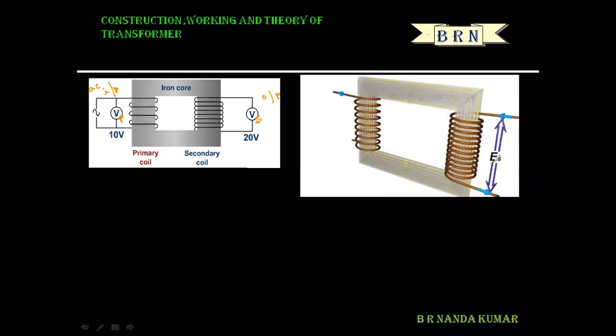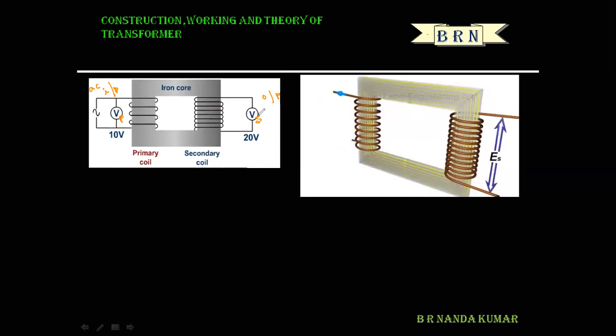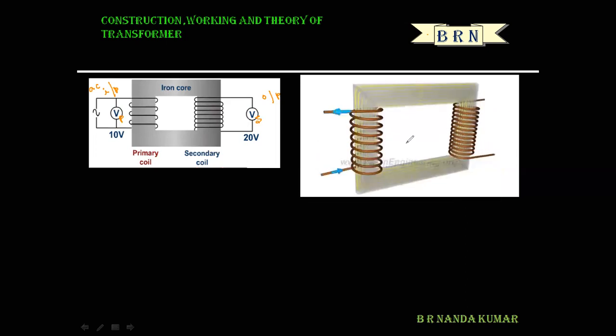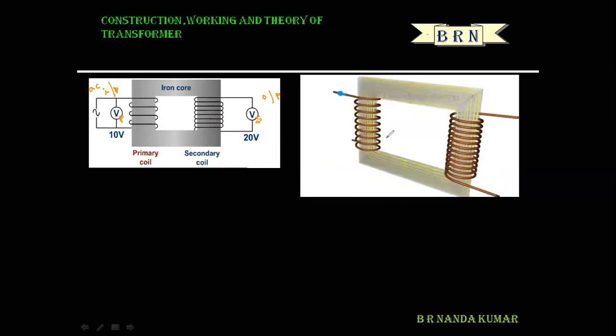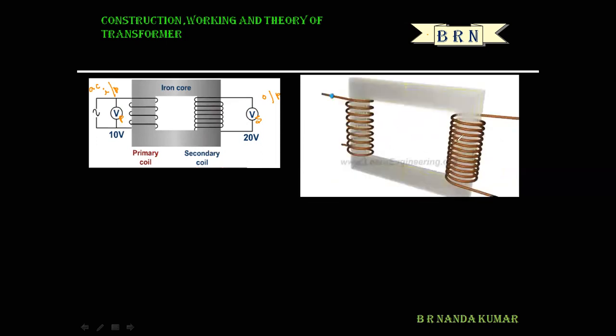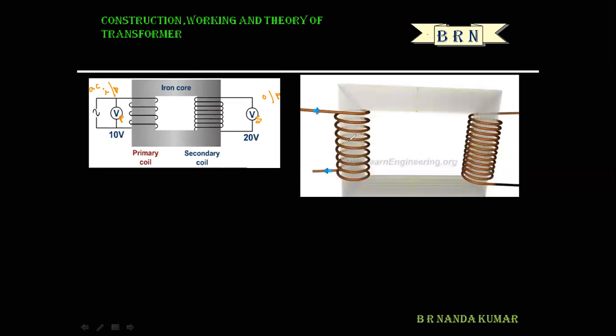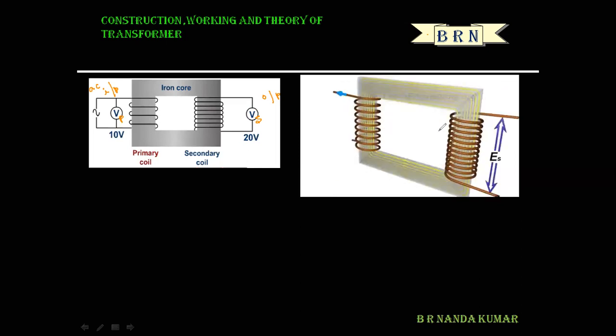The EMF induced in the secondary coil is ES. ES, or VS, is the secondary voltage, the secondary EMF. Whenever the magnetic flux linked with the secondary coil changes, EMF is induced. Here the flux changes due to the rate of change of current in the primary coil, right? So this is about the working of a transformer.